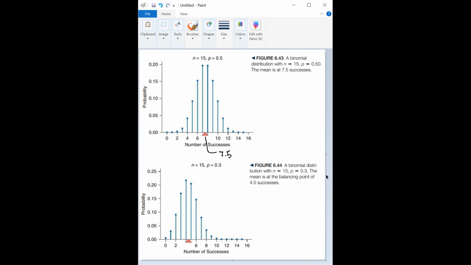And what does it say here? The mean is at the balancing point. So it's around 4.5. Yes, the balancing point is around 4.5 in this case.